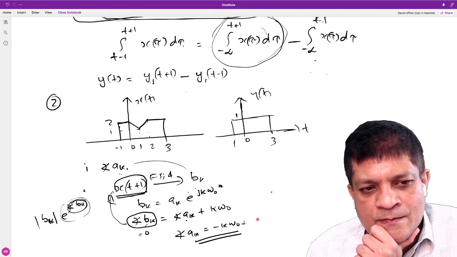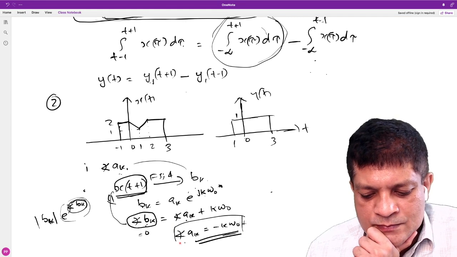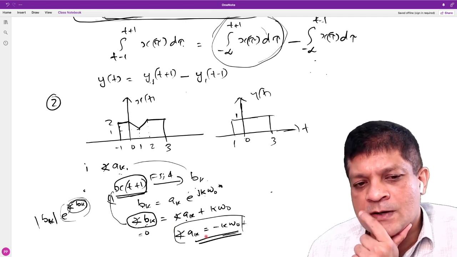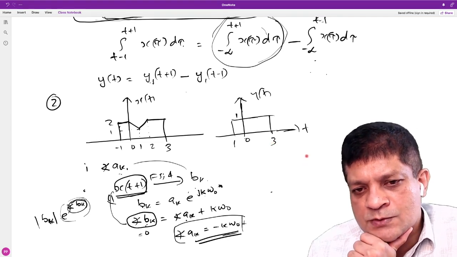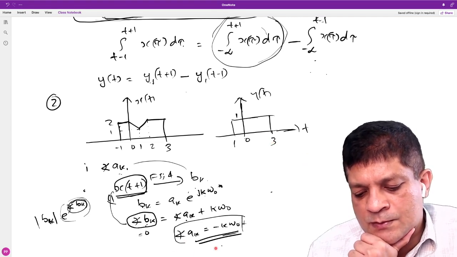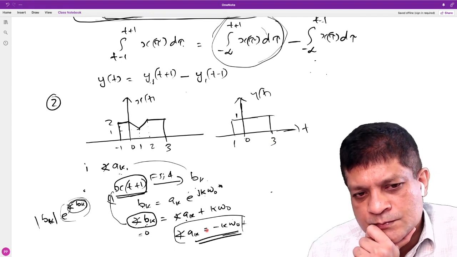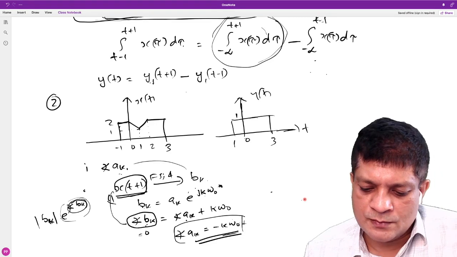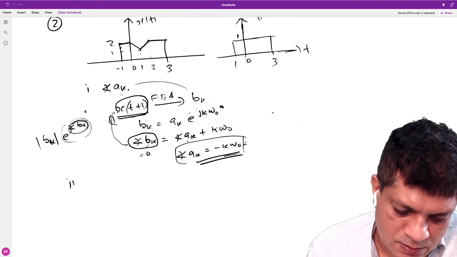Okay. So this is the answer. Without explicitly finding the Fourier series coefficients, using the property, we have found the phase angle of AK. Just one more part I will explain, that this one.